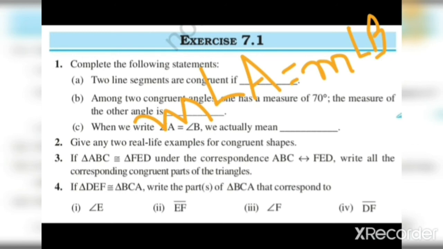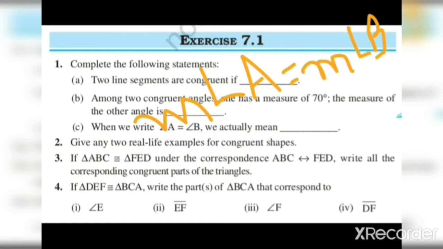Number 3. If triangle ABC is congruent to triangle FED under the correspondence ABC and FED, write all the corresponding congruent parts of the triangles. This we have already done in example 1. If you need, see the explanation of example 1 and then solve it.